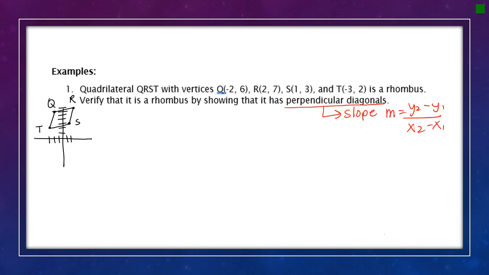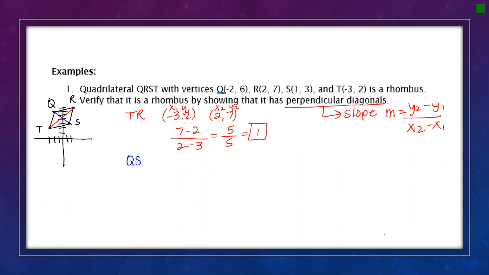The diagonals have to connect the opposite corners. So one diagonal is TR, and the other diagonal is QS. And I need to find the slopes of both of these. So I'm going to write down the points T and R. So T is -3, 2, and it doesn't matter which order you write them in. So now when I'm calculating slope, this can be my x1, y1, x2, y2. So remember, y's go on the top, so I would have 7 minus 2 over 2 minus negative 3. So 7 minus 2 is 5. 2 minus negative 3 is also 5. So I get a slope of 1.